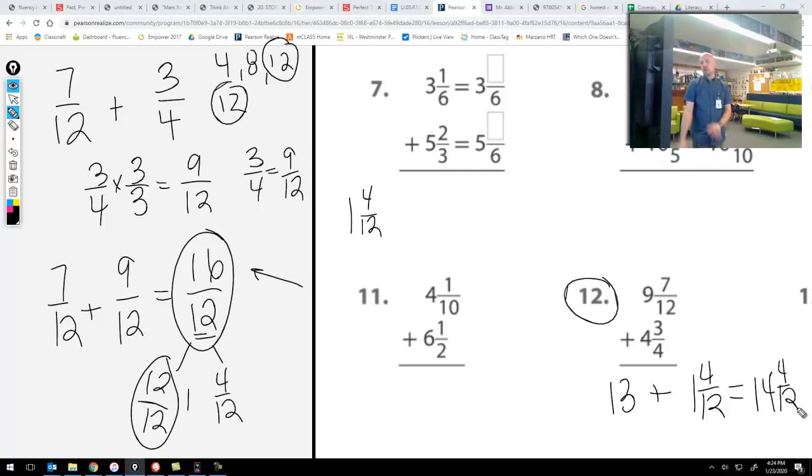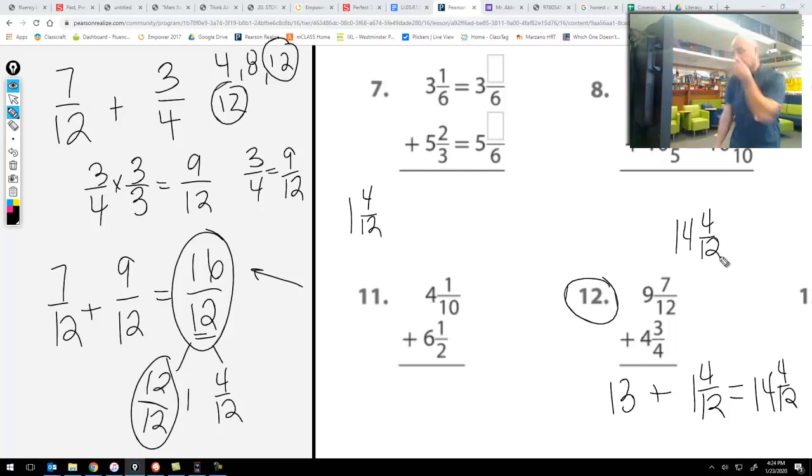Now 14 and 4/12, that's an okay answer. It's not the perfect answer. It's not the best answer. But 14 and 4/12 is an okay answer. We can make that better. I'm going to do this right up here. 14 and 4/12. We can simplify the 4/12.